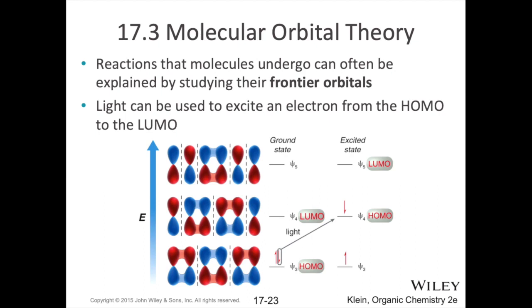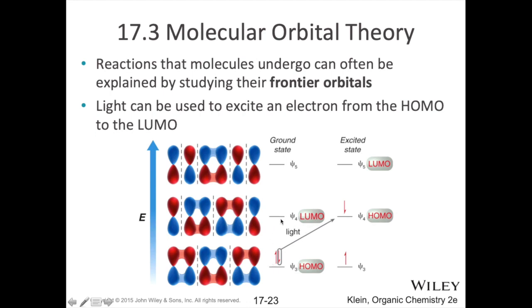Okay, so here's an example of that, right? One way you could promote an electron is to shine light on it. You provide the energy required to overcome this energy gap here. You can provide that using light, using photons of the necessary energy.